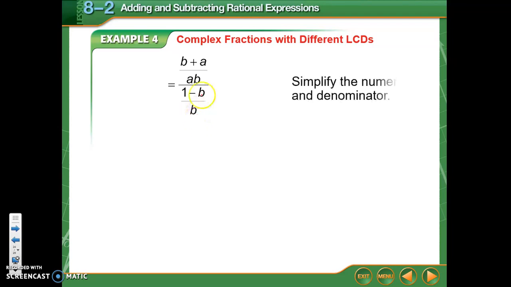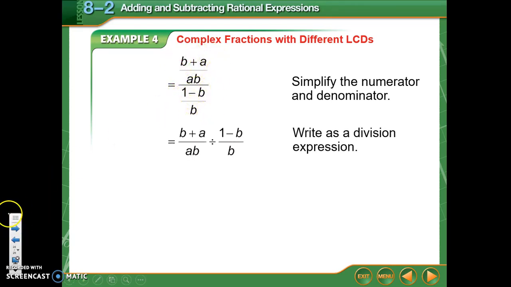Now I'm going to add my fractions in the numerator and the denominator, right? So b plus a all over ab, and in the denominator 1 minus b all over b. So now I have a single fraction in the numerator and a single fraction in the denominator. And then I rewrite. Remember, this is like a division sign. It means the quantity b plus a over ab divided by the quantity 1 minus b over b.